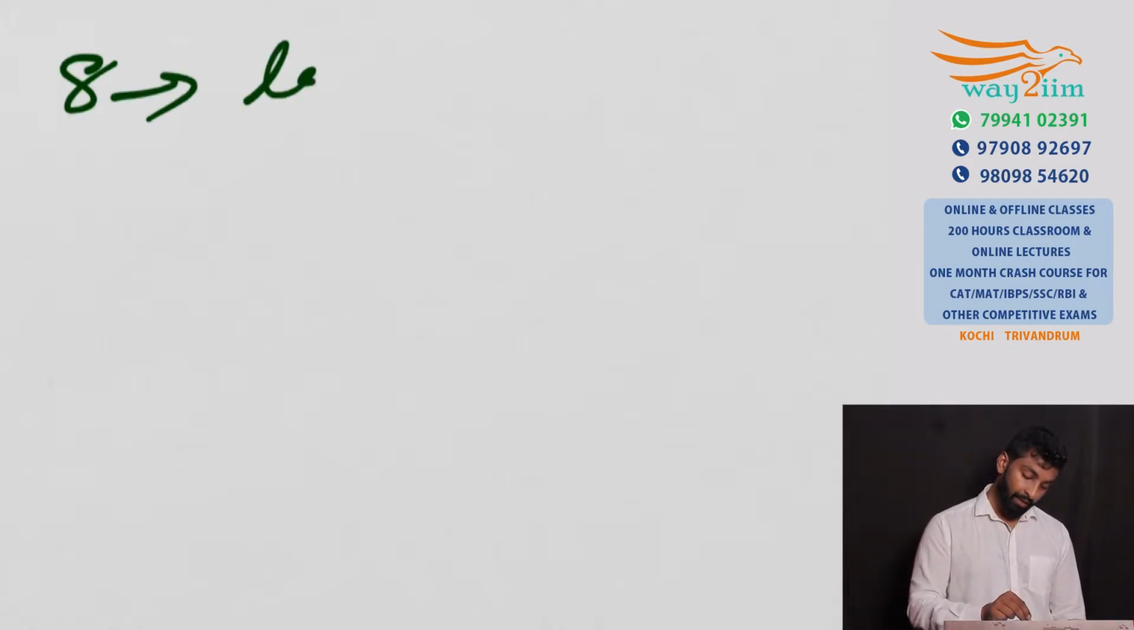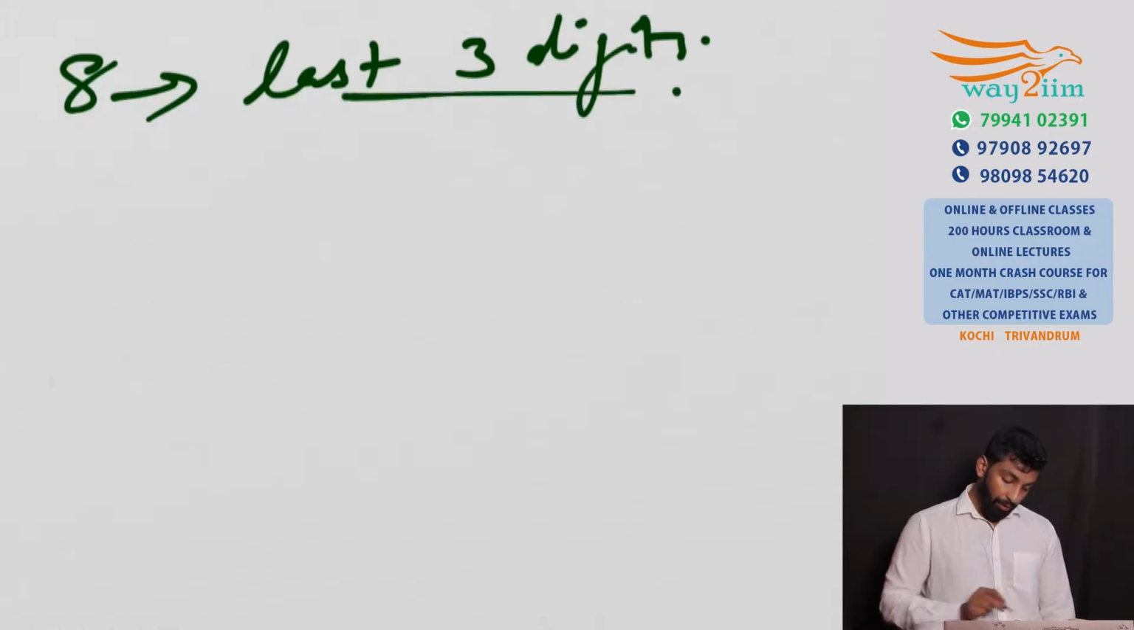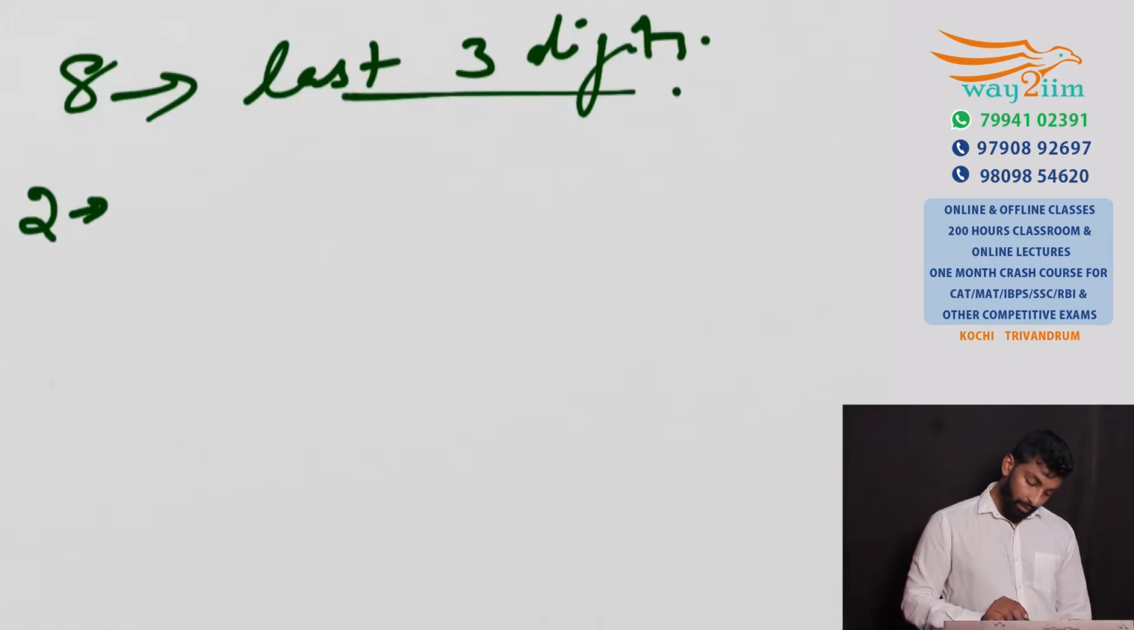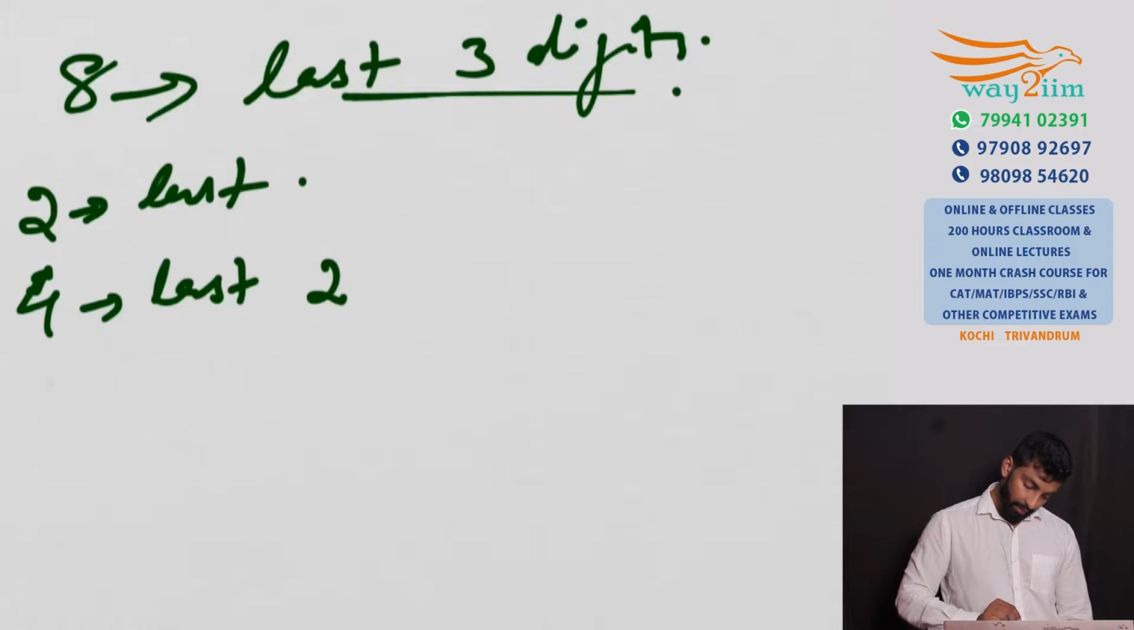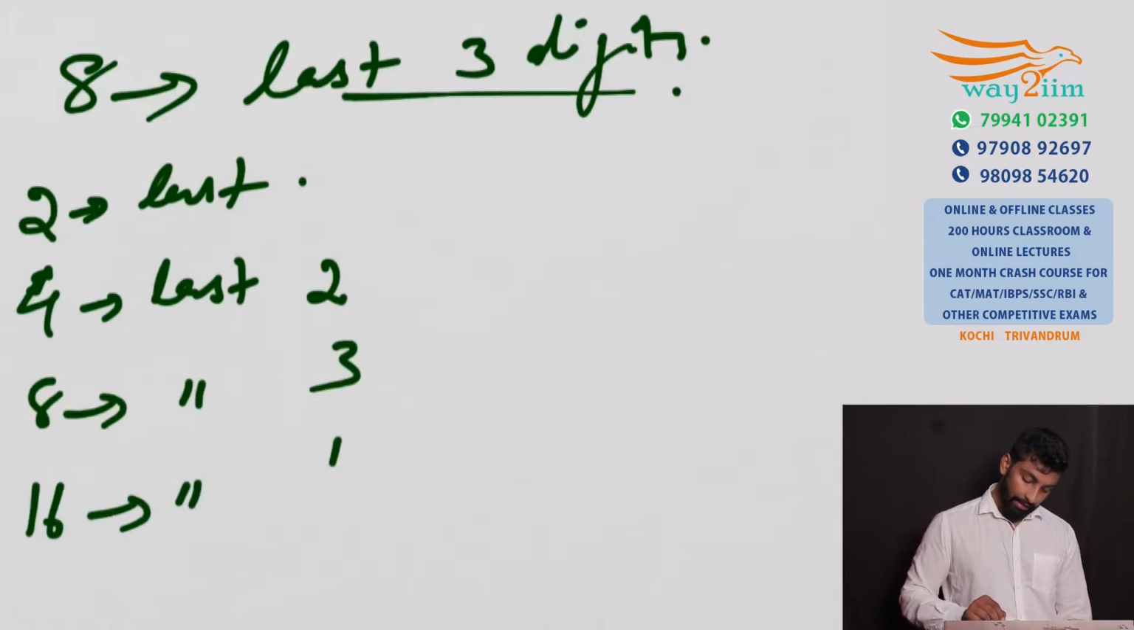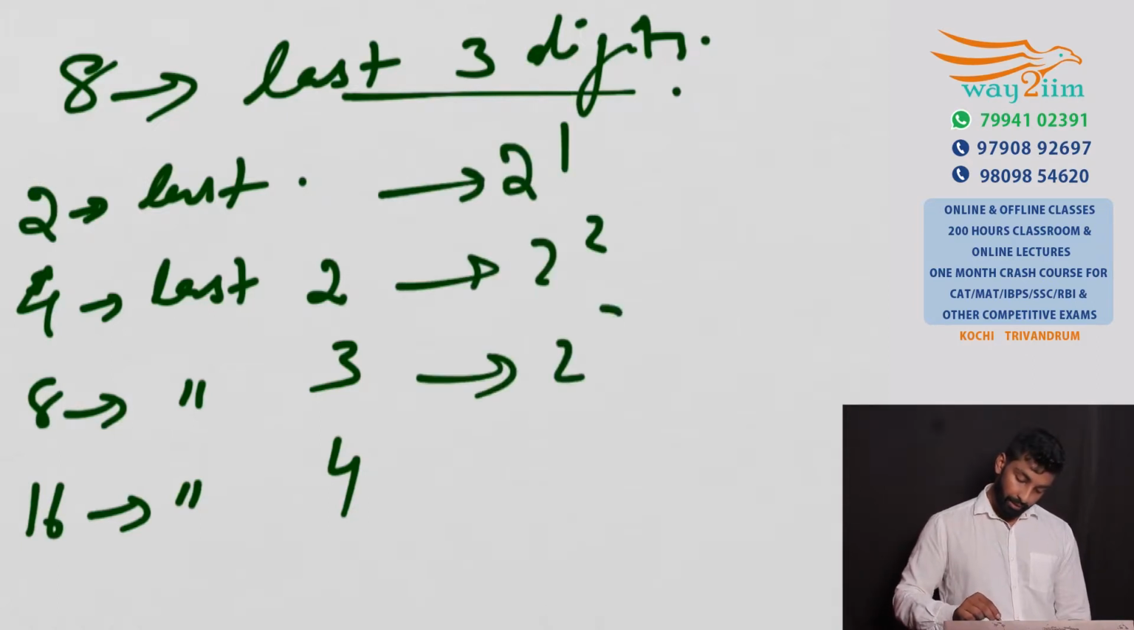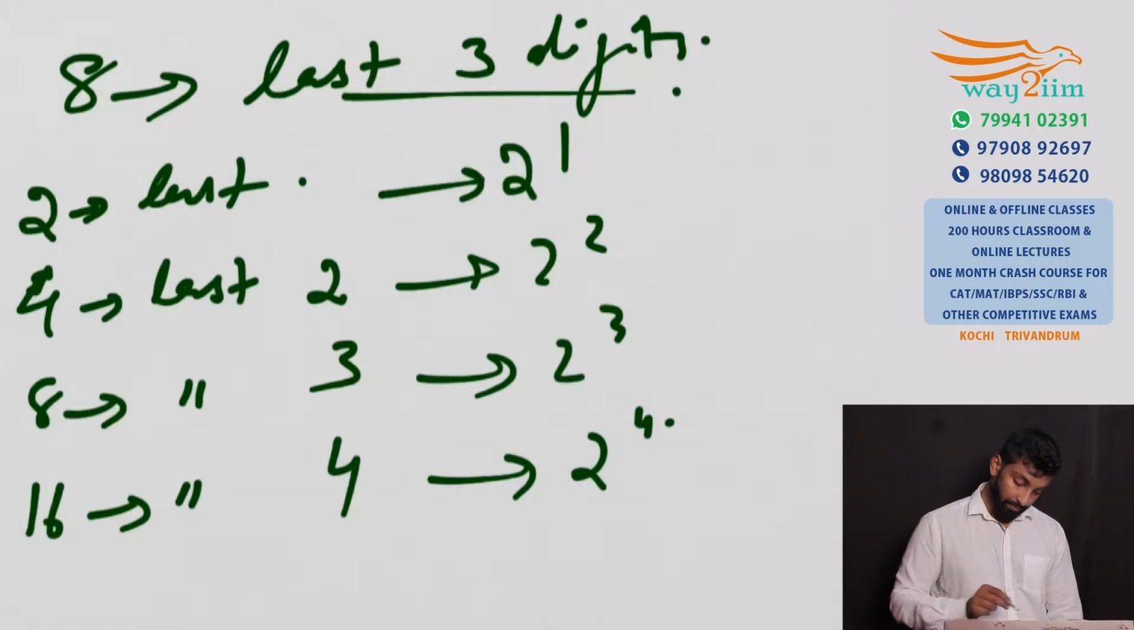Let's see 8. What is the divisibility of 8? Last 3 digits. Last 3 digits, right? So if you see 2, last digit; 4, last 2 digits; 8, last 3 digits; 16, if you follow this, last 4 digits. Why? This is 2 raised to 1, 2 squared, 2 cubed, 2 raised to 4.